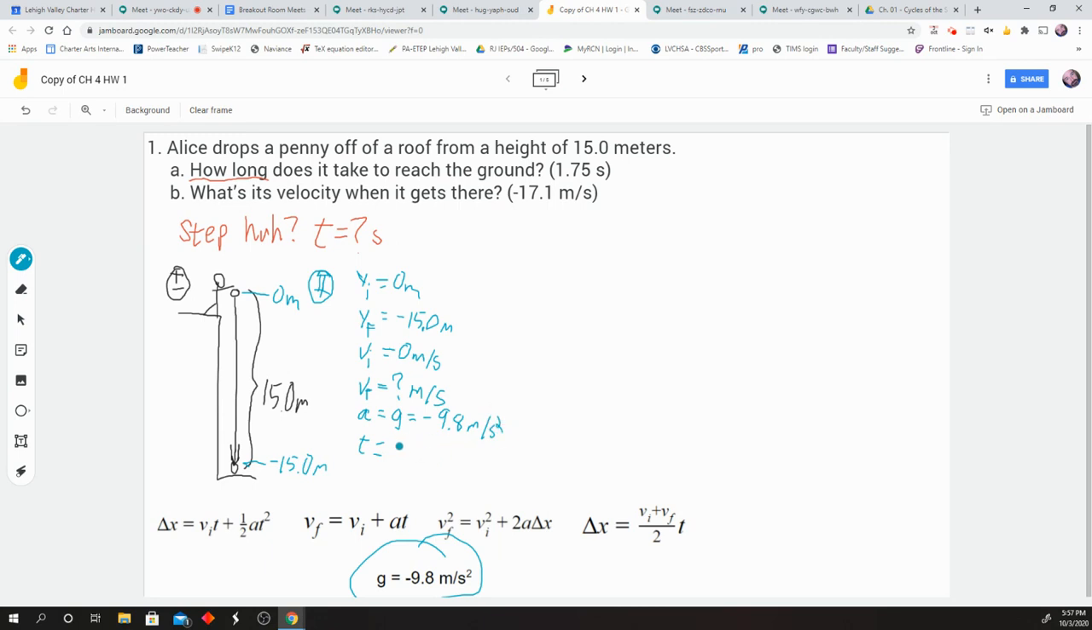And then we get to t. How long does this take? We don't know what this is. So this will be question mark seconds. In fact, in part A, this is what we're looking for.